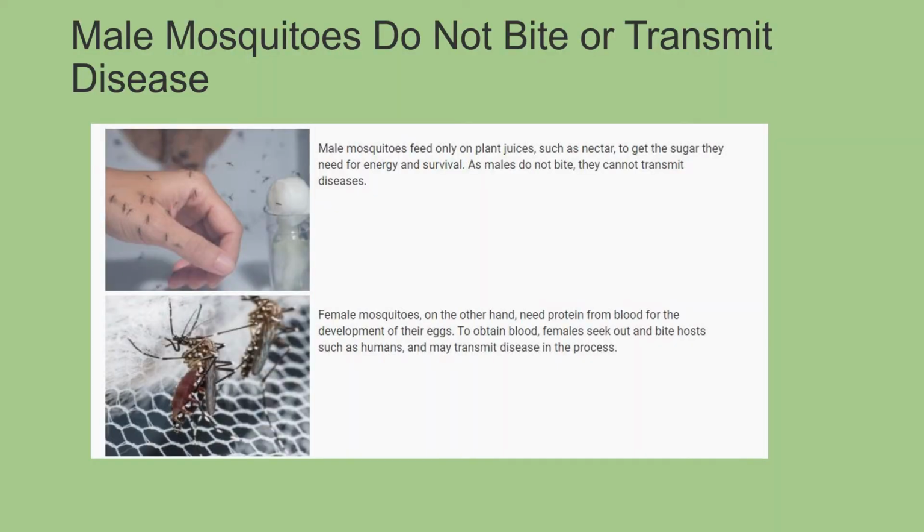Male mosquitoes feed only on plant juices, such as nectar, to get the sugar they need for energy and survival. As males do not bite, they cannot transmit diseases. Female mosquitoes feed on blood. Female mosquitoes, on the other hand, need protein from blood for the development of their eggs. To obtain blood, females seek out and bite hosts such as humans, and may transmit disease in the process.